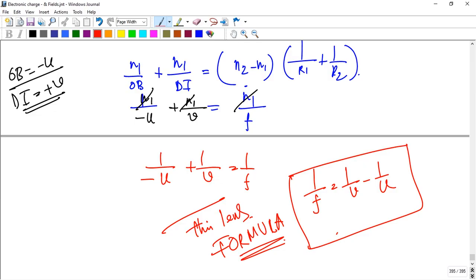Clear? The derivation of the thin lens formula. Actually today I took too much time, so that's why I end the class here. Next class I will discuss some more about convex lens and concave lens. So that's the end of today's class.